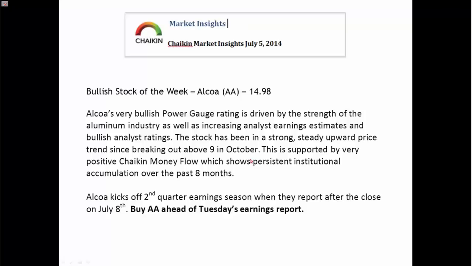The stock had been in a big uptrend since October when it was kicked out of the Dow Jones averages. And just a little bit of inside baseball, when a stock gets kicked out of the Dow Jones averages, it typically outperforms the averages over the next year. So here's a stock that was booted out of the Dow Jones in September, been in an uptrend since October, due to report earnings 2 days later on July 8th.